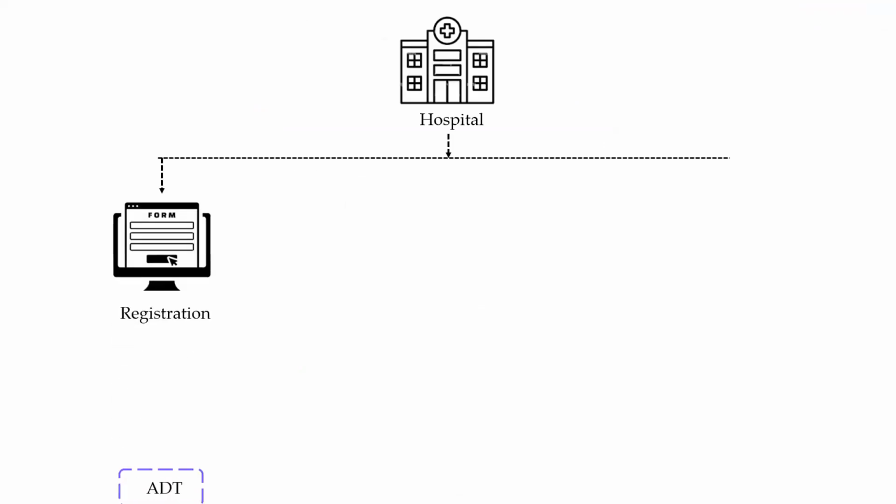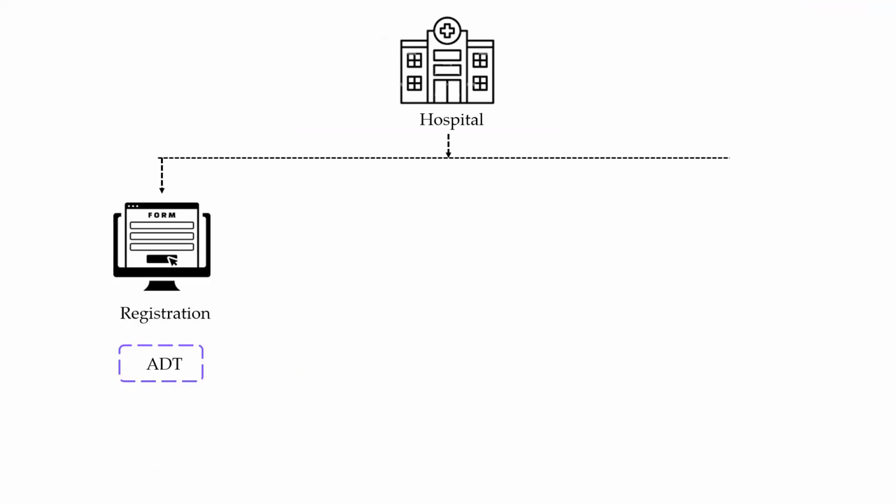Registration. So when we talk about registration, it is called ADT. Anything that is part of registration is called ADT. ADT stands for admit, discharge, and transfer. Any event that falls under this category, admit, discharge, and transfer, will be represented as ADT.